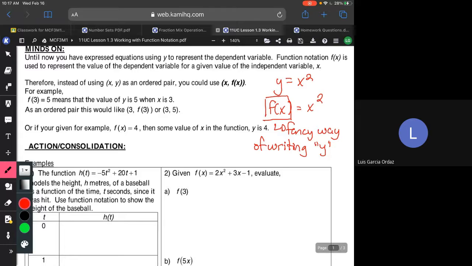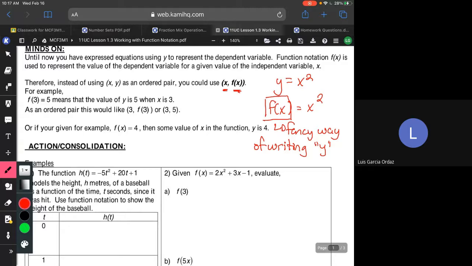So function notation f of x is used to represent the value of the dependent variable. So it's just another way to write y. So f of x is just another way to write y. So, for example, instead of using x and y as my ordered pair, I can use x, which remains the same, and then f of x, which is another way of writing y.